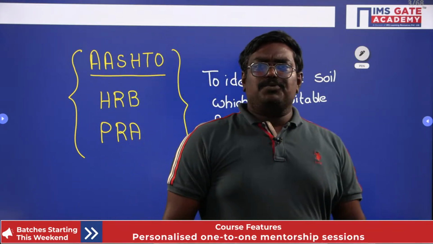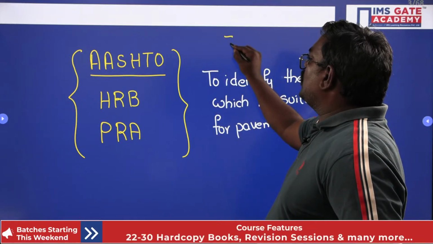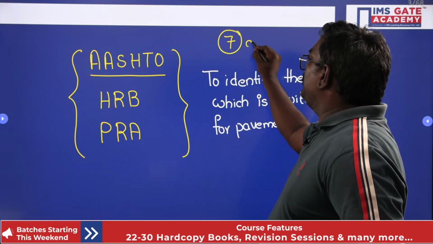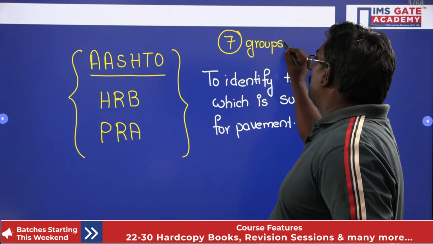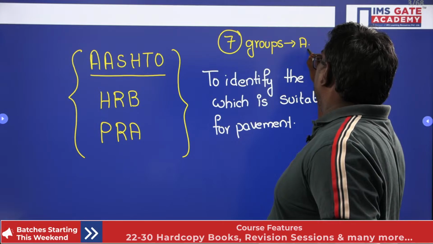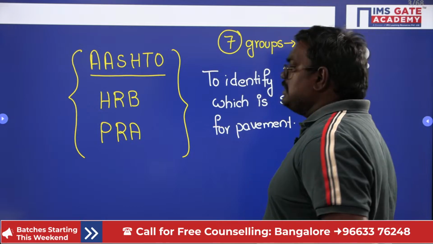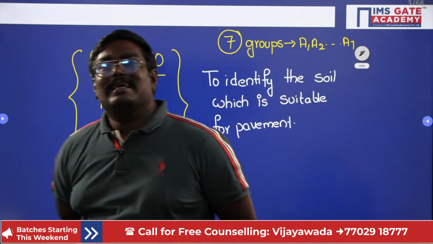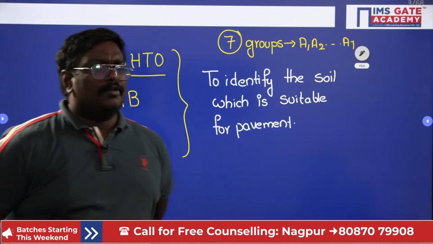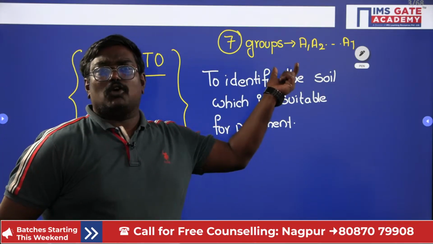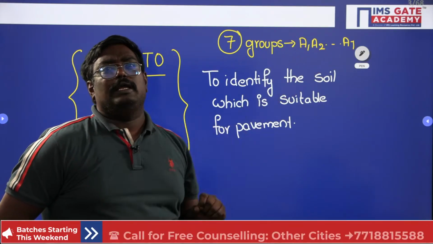Now, my dear students, they classified the soil into 7 groups. These organizations, they have classified the soil into how many groups? 7 groups. And these 7 groups are what, sir? A1, A2, up to A7. They have given the names to the soil as A1, A2, up to A7. Srujana, are you following? Sai Srujana, are you following? How many groups are there? Soil is classified into 7 groups. And here we have A1, A2, up to A7.